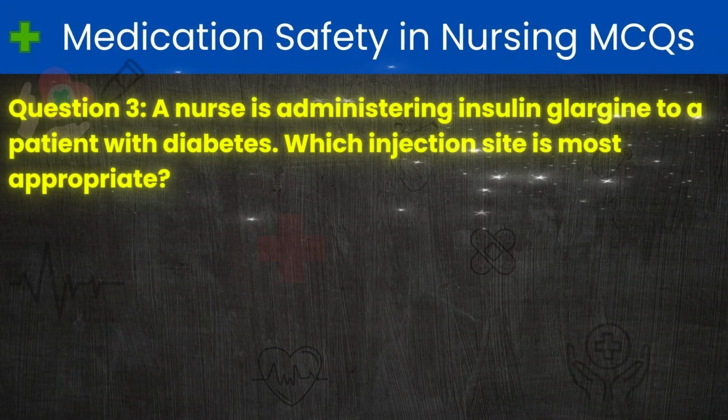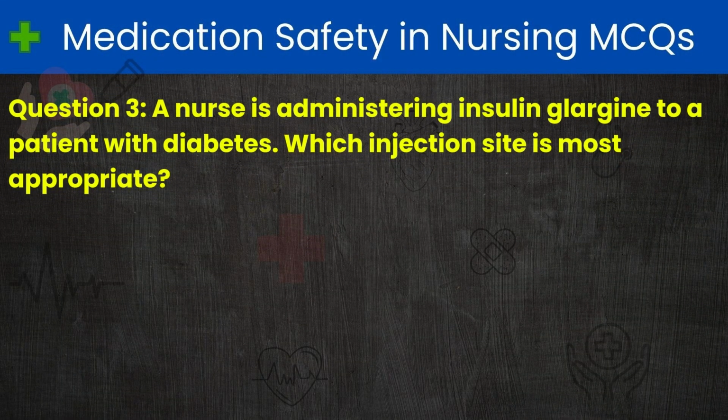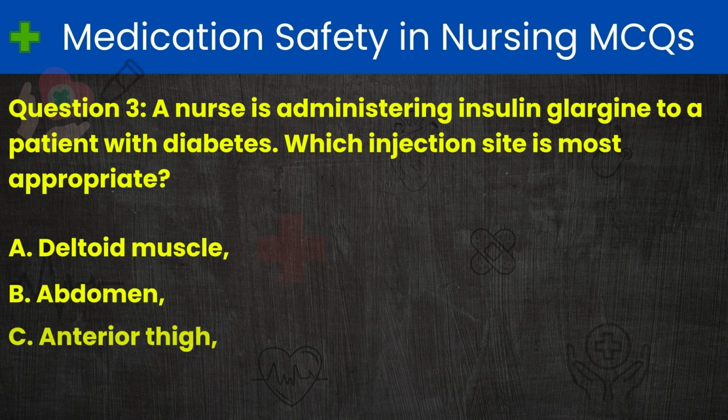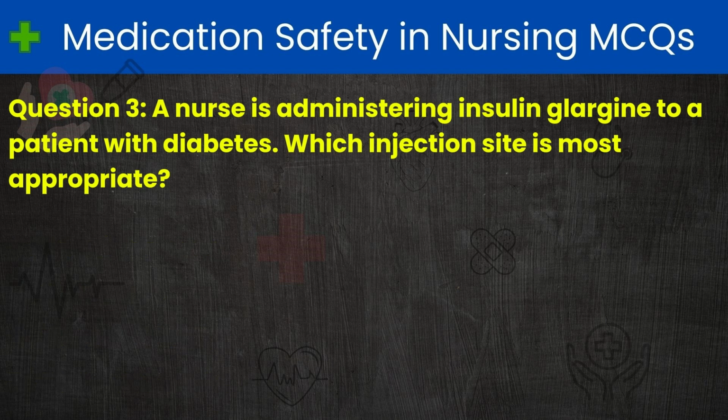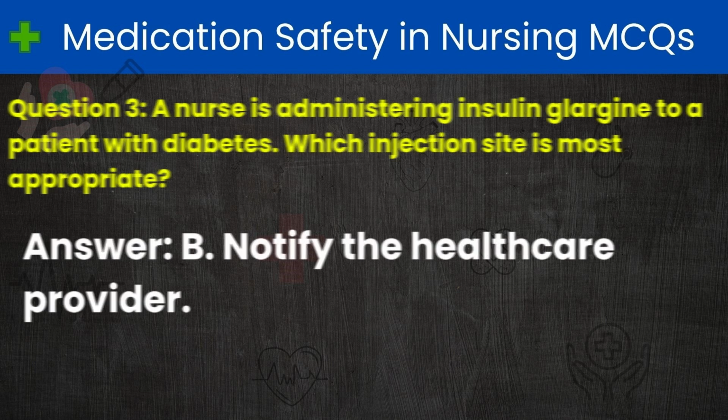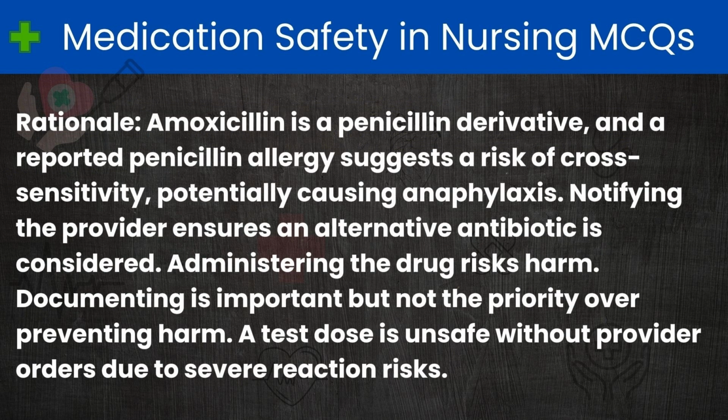Question 3. A nurse is administering insulin glargine to a patient with diabetes. Which injection site is most appropriate? A. Deltoid muscle. B. Abdomen. C. Anterior thigh. D. Gluteal muscle. Answer B. Abdomen. Rationale. Insulin glargine, a long-acting insulin, is administered subcutaneously, with the abdomen being the preferred site due to consistent absorption. The deltoid is used for intramuscular injections, not subcutaneous insulin.